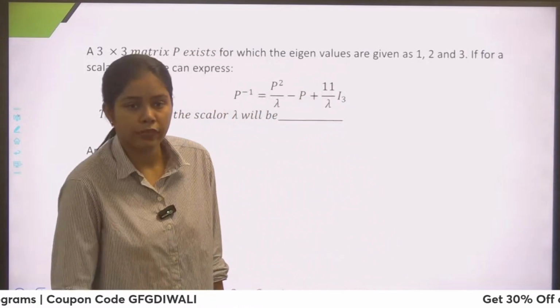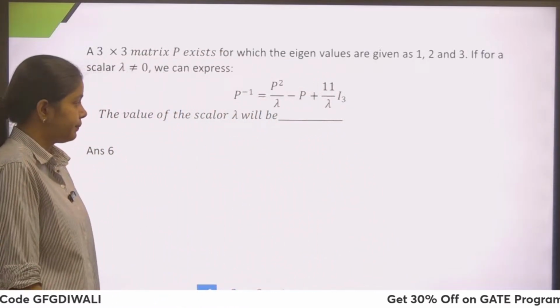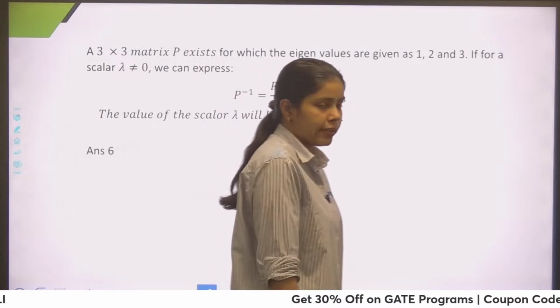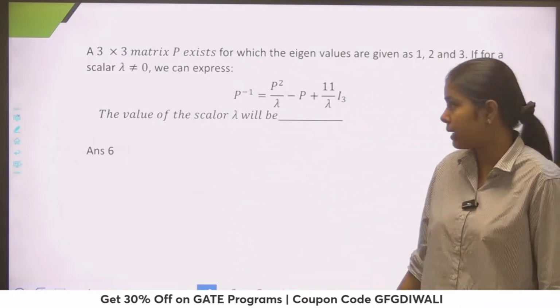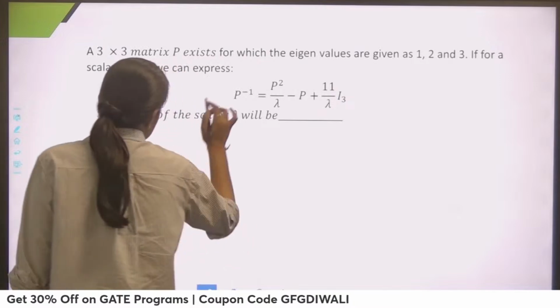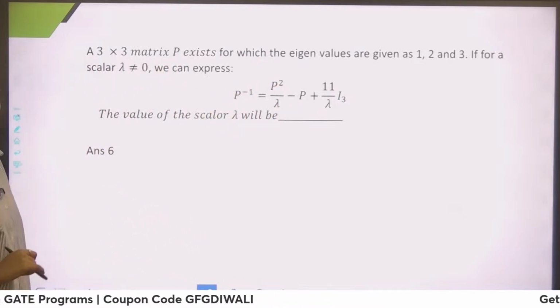So how would you solve it? Think about it. Answer is already visible, so I think you can see that it is answer 6. But how to solve this? As we know that 1, 2, 3 are the eigenvalues.